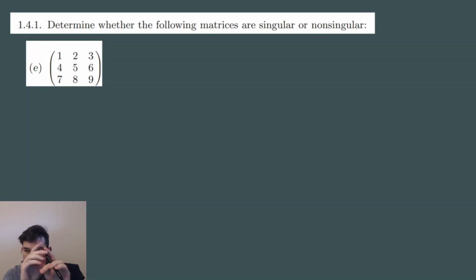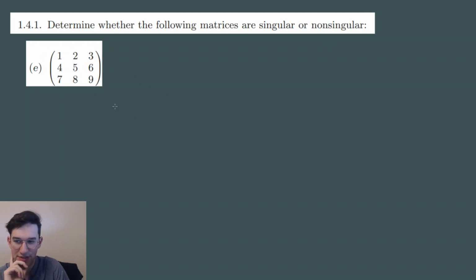Here's our problem. Determine whether the following matrices are singular or non-singular. So what does this mean? I don't know if this definition is just for the textbook that I'm using, Applied Linear Algebra. But essentially what they mean by non-singular is that Gaussian elimination actually works. If Gaussian elimination works, then the matrix is non-singular. I think it's kind of confusing to call it that, but that's what they did.